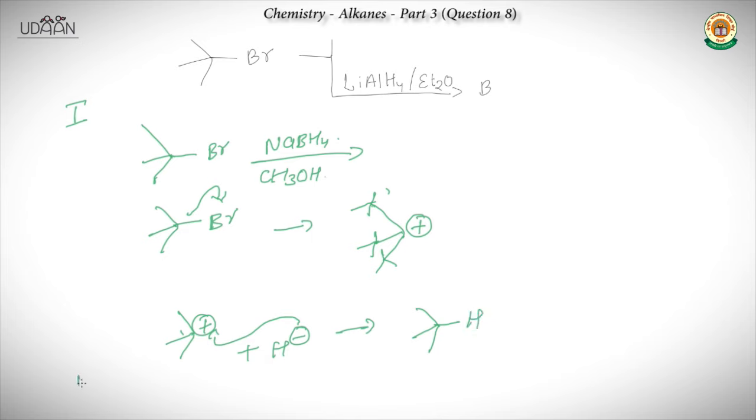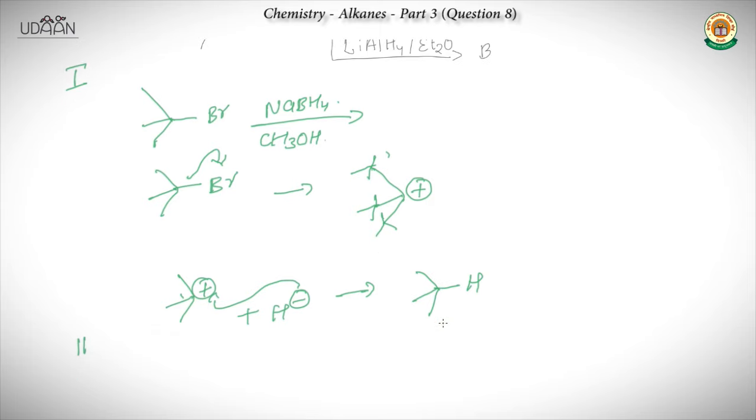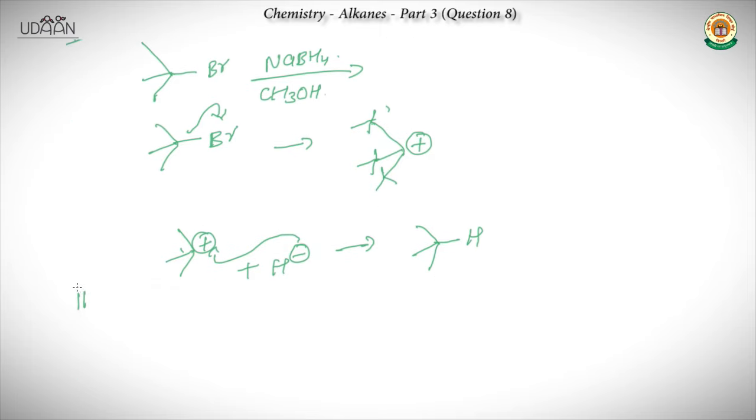Now let's come to the second case. So we get isobutane as the product. Yes, isobutane. Alright. So what's the next way to solve this?